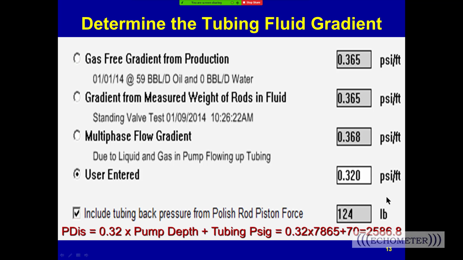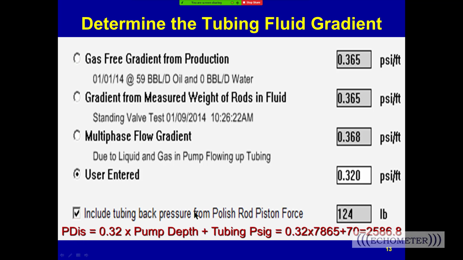And then the last method is user entered, and often you have to type in a gradient that's just a little bit less than this one right here because you have some free gas going up the tubing. So often we'll type in the gradient. Unless there's no gas being produced or very little gas, it's almost always going to be lighter than that. This also has a force that we added to TAM, a mechanical piston force acting on the polish rod based on the tubing pressure. And so you can turn that on or off if you want.